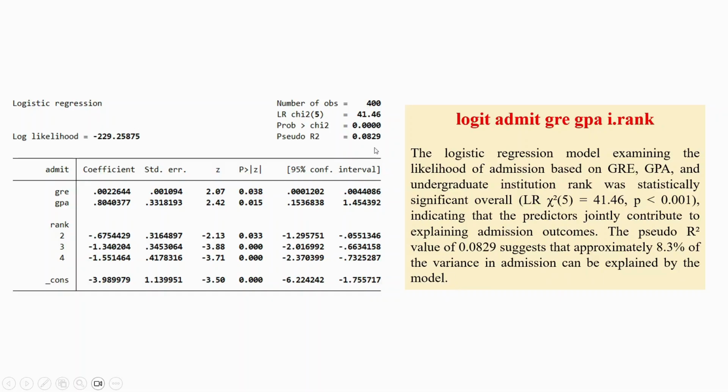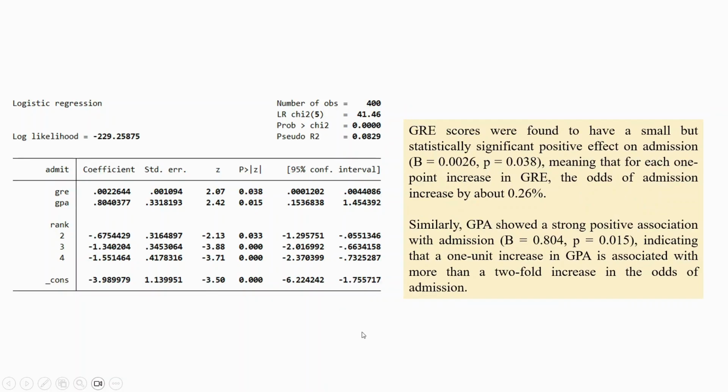See here R-square is low, but we don't emphasize R-square in logistic regression. Rather, we give more importance to the model fit and the classification table. Now we will do the interpretation of GRE and GPA scores.